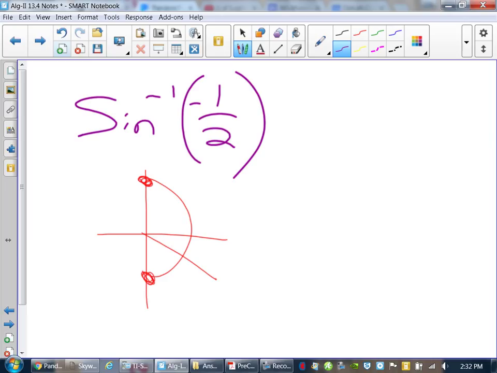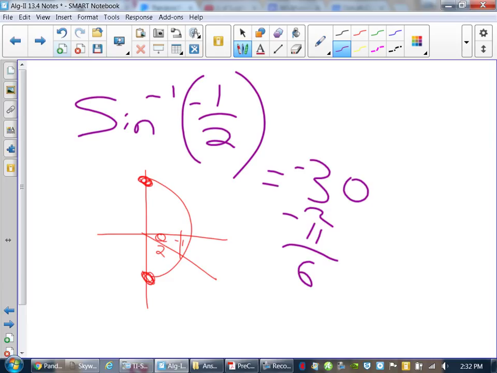No, because sine, remember, is opposite. Sine is y over r. So your sine value you're looking at is down 1, and your hypotenuse is 2, because the other one's negative. Correct. So which angle looks at 1? 30. So this angle here is negative 30, or negative pi over 6.